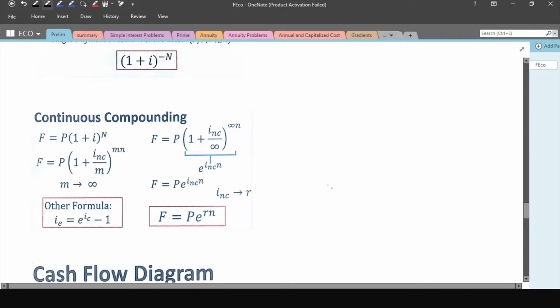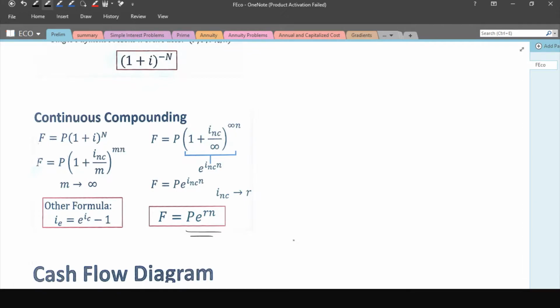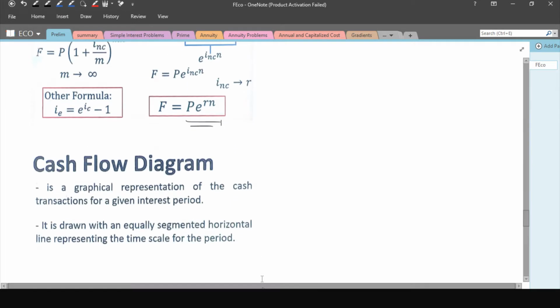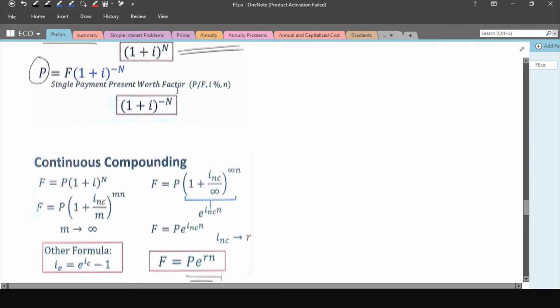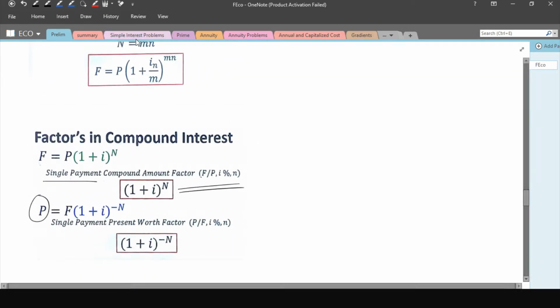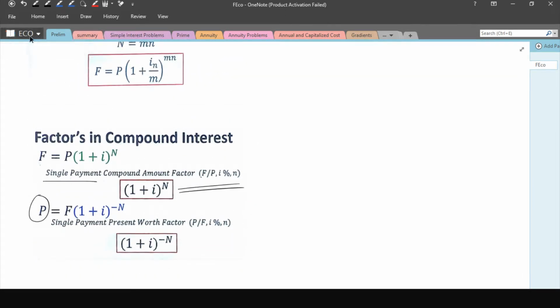Okay? The formula will be PERN. P-E-R-N. F is equal to P-E-R-N. Okay? So, the other formula, okay, for effective interest rate of the compounding, that is E raised to IC minus 1. Okay? So, I have taught you cash flow diagram. Mas maganda, mas maintindihan natin to if we can solve problems involving this.